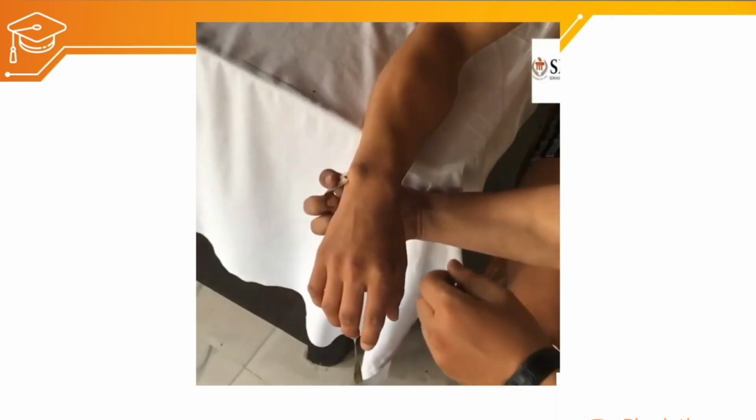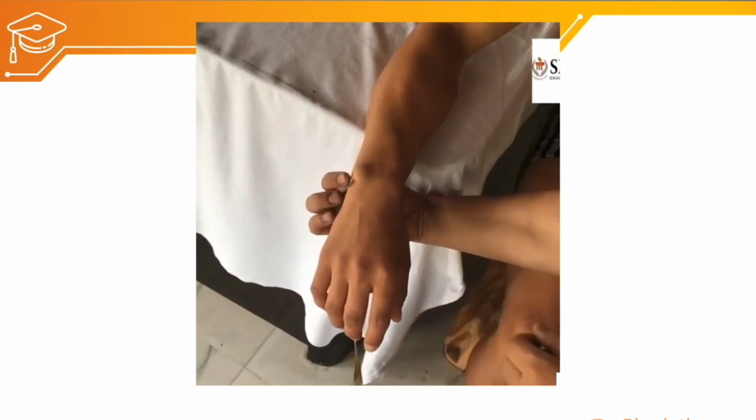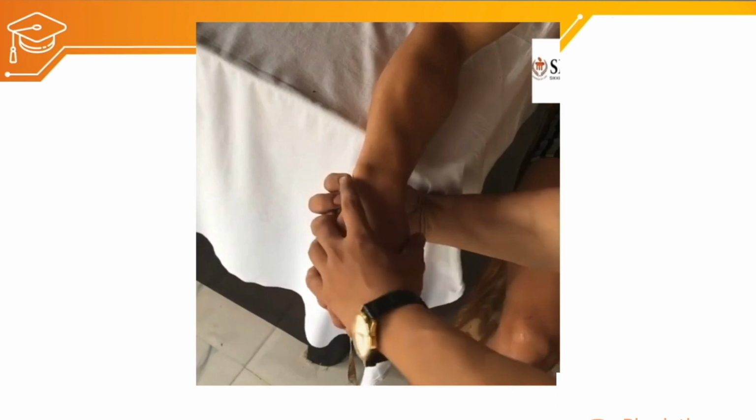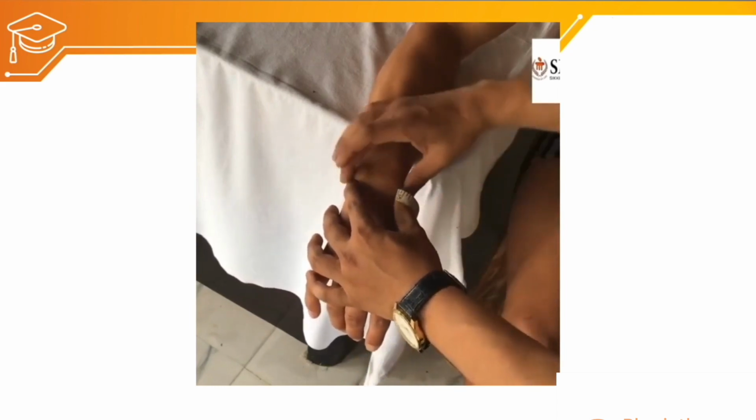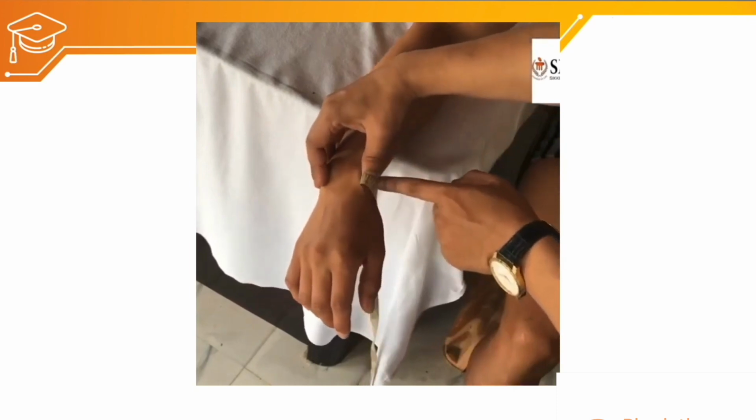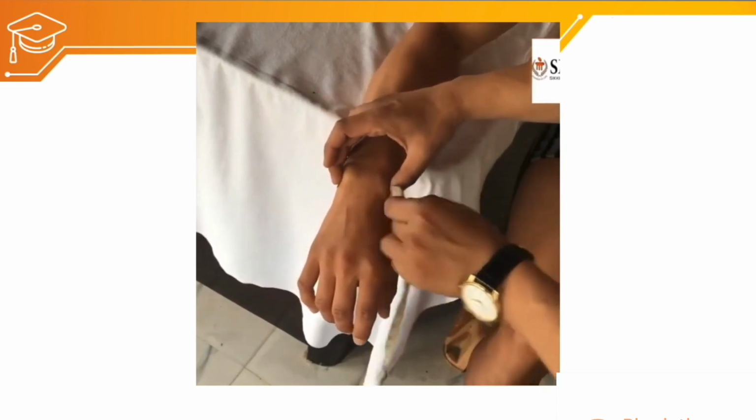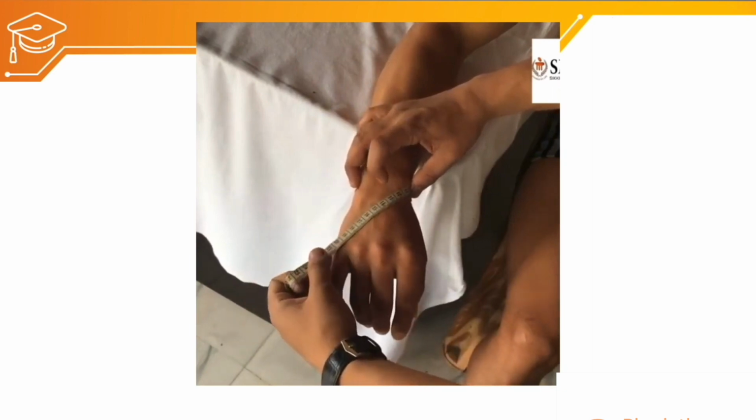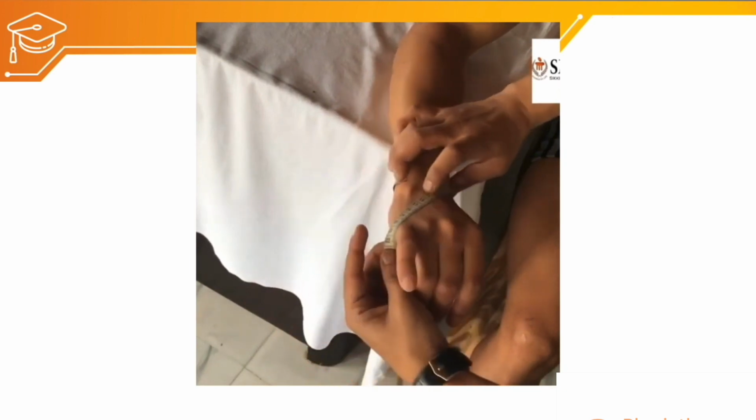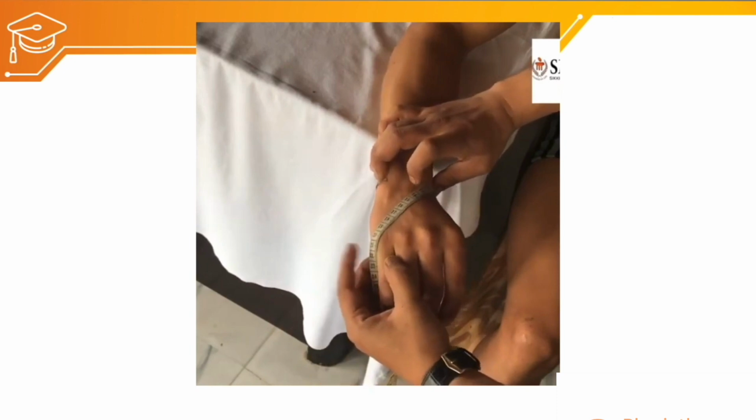First starting position is the styloid process of the ulna. Then the inch tape is taken towards the styloid process of the radius. From here the inch tape will be crossed across the hand and reach the fifth metacarpophalangeal joint.